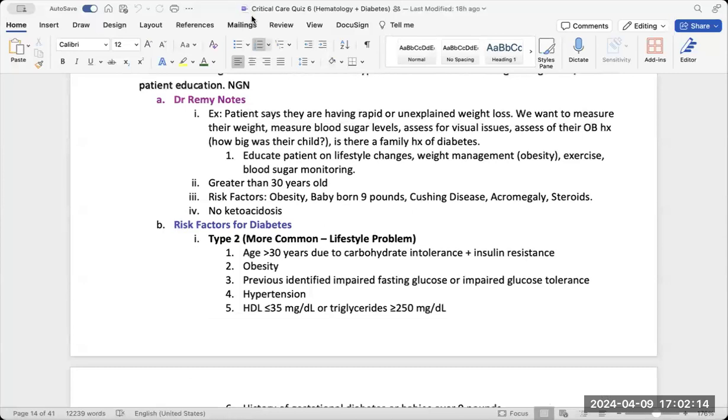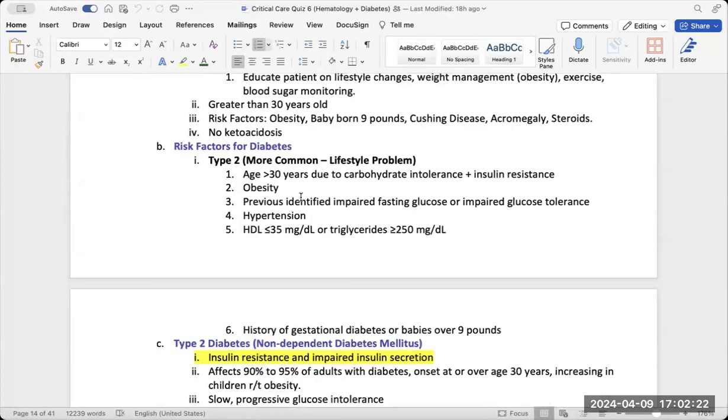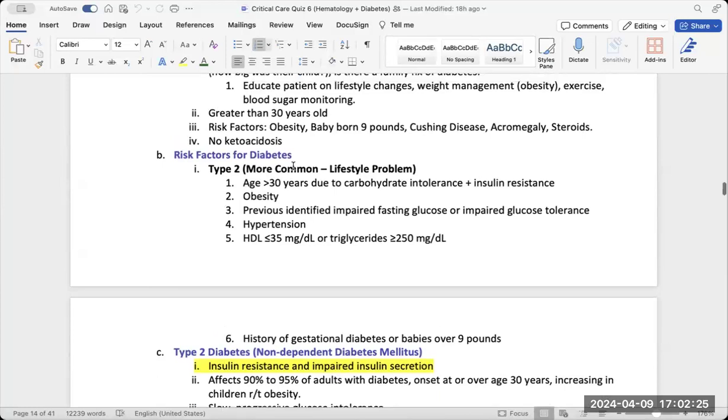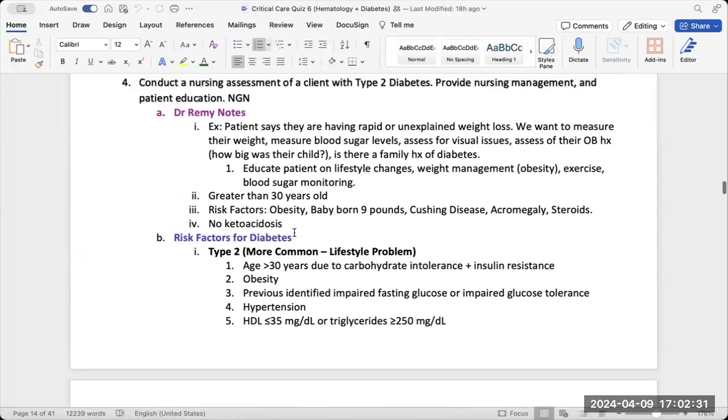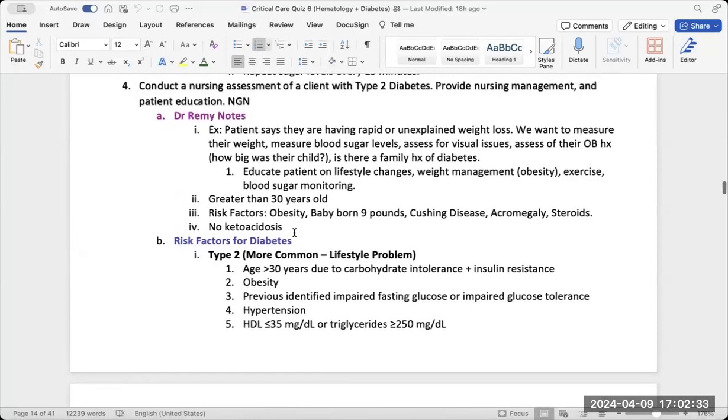Which is different because type 1 was less than 30, abrupt onset, and has genetic and familial predisposition. Race and ethnicity can be a risk factor for both of them. But type 2 does not have ketoacidosis. They're not going to go into DKA, okay? So do not pick that, okay?